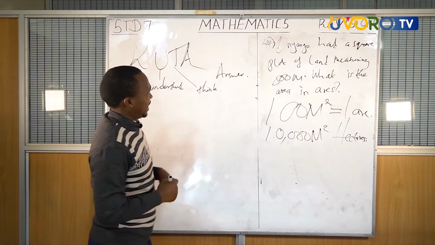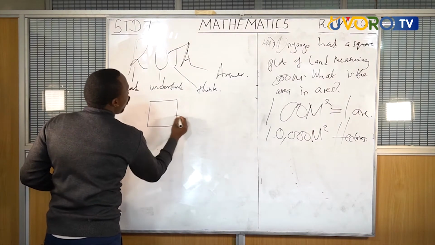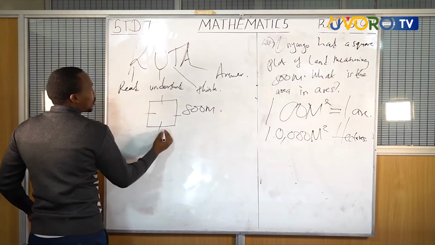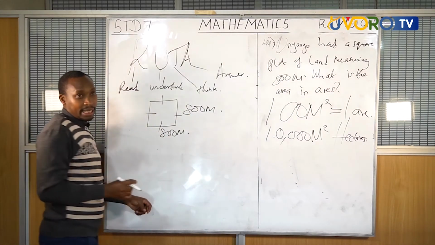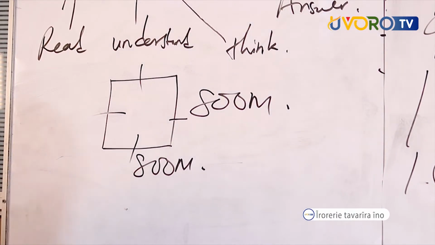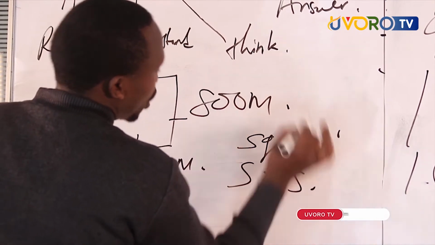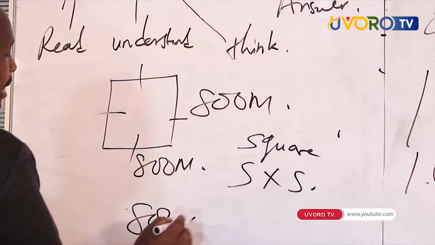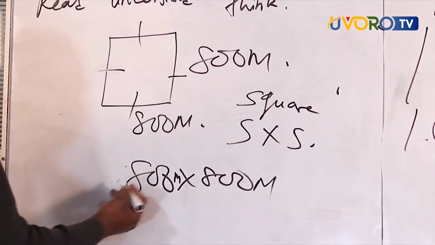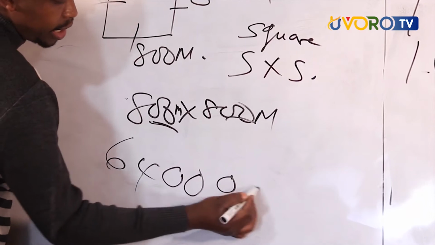Just see the square plot of land. Square, all sides equal. It is having 800 meters, so on the other side, it's 800 meters. Okay, how do we find the area of a square? Side times side. 800 times 800. 8 times 8 is 64. How many zeros? 1, 2, 3, 4.